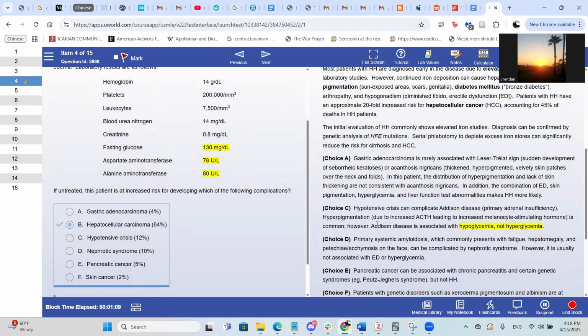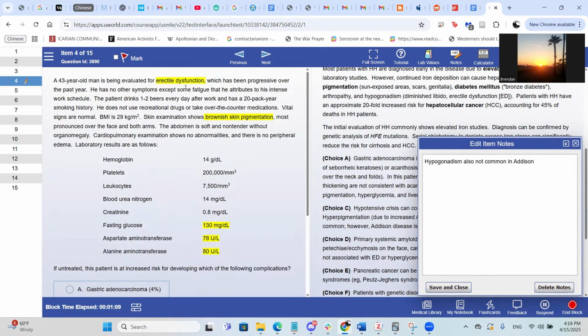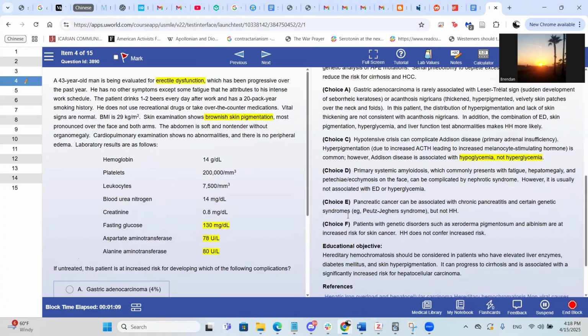I did want to address C. 12% of people answered that. Addison's disease is a fair possibility because of the hyperpigmentation in this patient. However, as UWorld says, Addison's disease, because it's an adrenal insufficiency, causes hypoglycemia, not hyperglycemia. And hypogonadism, the erectile dysfunction, is also not as common in Addison as in HHS.